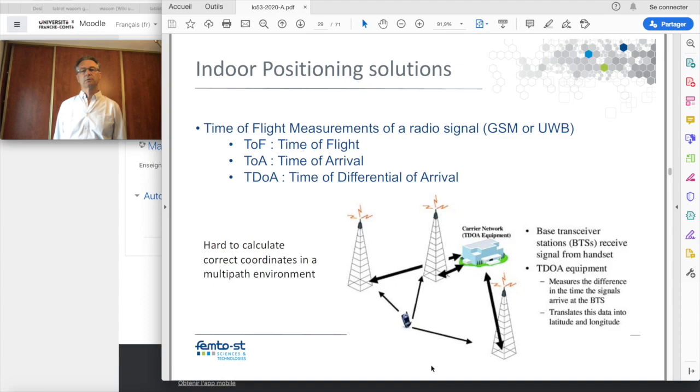So these are three different solutions to measure distance using time.